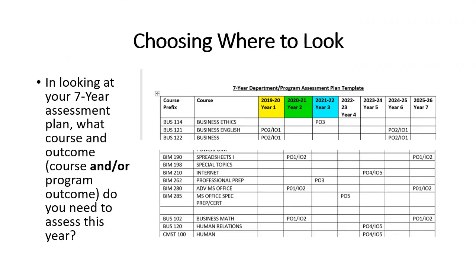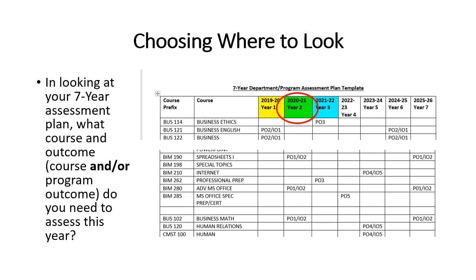So the first thing that you need to do when you're deciding what you're going to assess for the year is you need to look at your 7-year plan. And you can find this plan again on Big Ben's website, and I'm going to show you where to look for that at the end of this video. But in looking at your 7-year assessment plan, you need to choose what course and/or program outcome you need to assess.